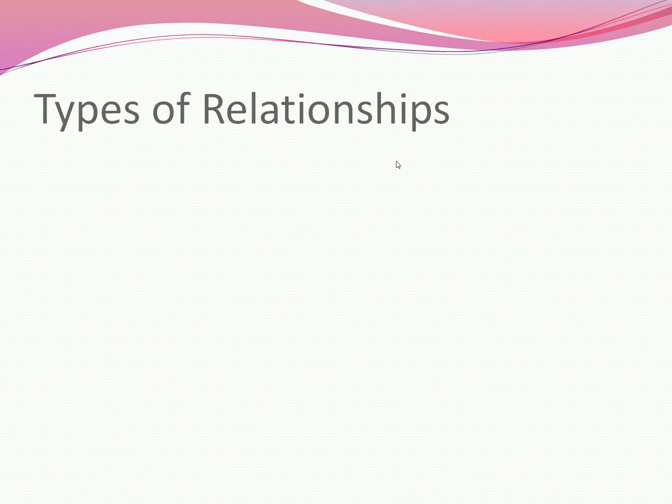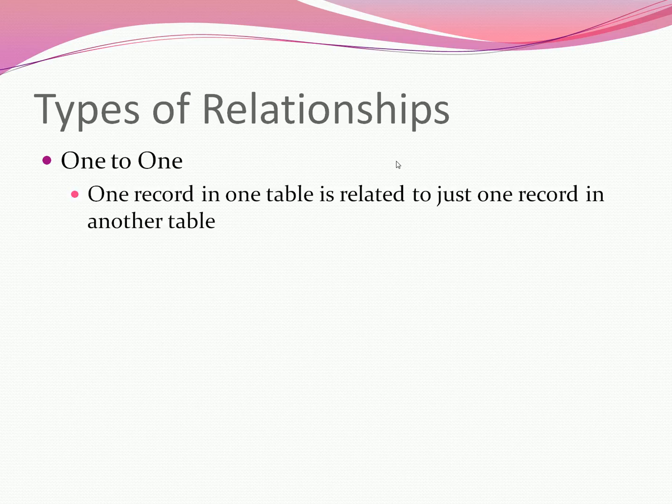Types of relationships that we have include a one-to-one relationship, where one record in one table is related to just one record in another table. And we can come up with a reason for this, right? One soldier is issued one rifle. It's not like a soldier has 15 rifles sitting in the armory that are assigned to him. He has one rifle. So the serial number of that rifle corresponds to the serial number of the soldier.